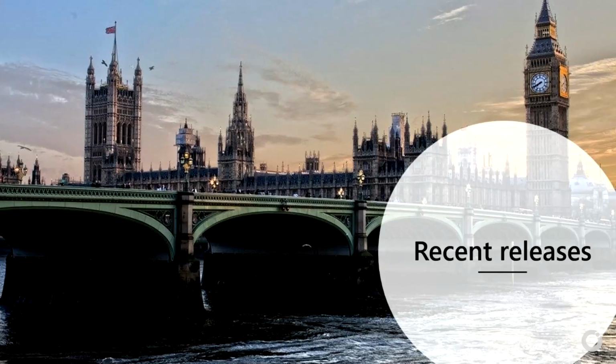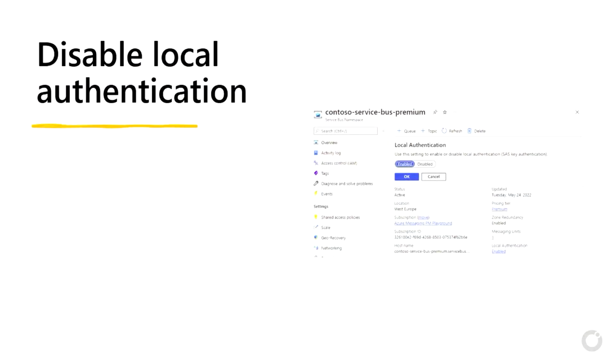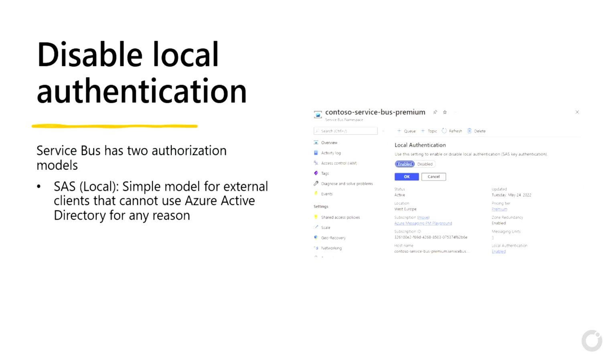So let's have a look at the recent releases. So first of all, a feature that has been long requested, disabling local authentication. We get a lot of customers that are asking, so let's actually first go to the authorization models before we go there. So Service Bus has two authorization models. The one that's always been there was SAS tokens. So basically you have a SAS key, either on your namespace or on a queue or on a topic, and you gave that connection string or that token to your consumers.